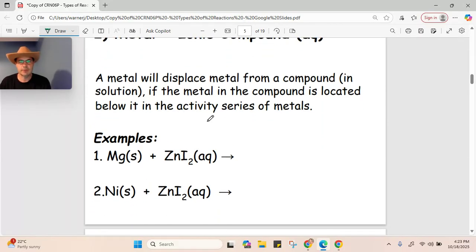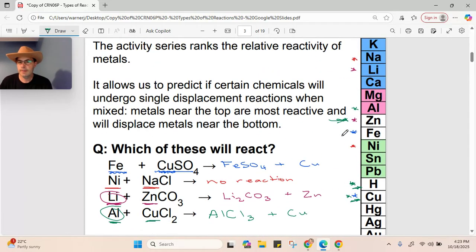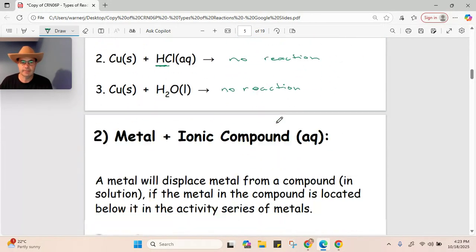Metal will displace the metal from a compound in a solution if the metal in the compound is located below it in the activity series. So if we look, this is just stuff we've done. So magnesium plus zinc iodide. So I'm going to go back to my thing. Magnesium is right here. And then zinc is right here. So magnesium's higher. Magnesium's more reactive.